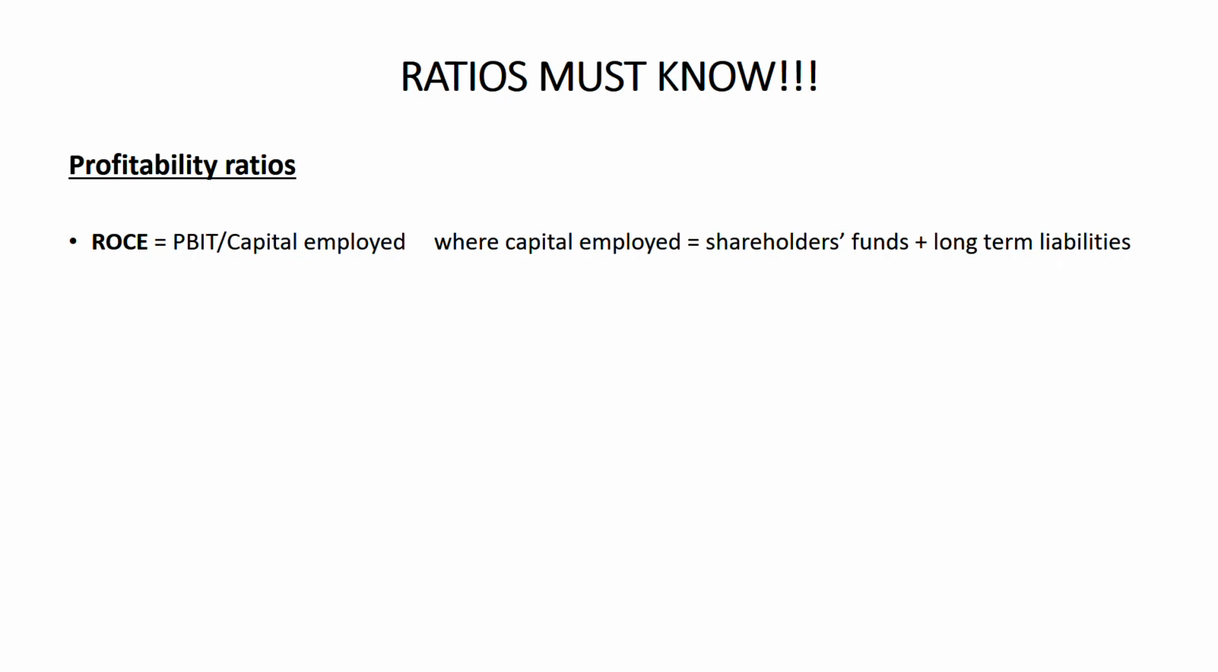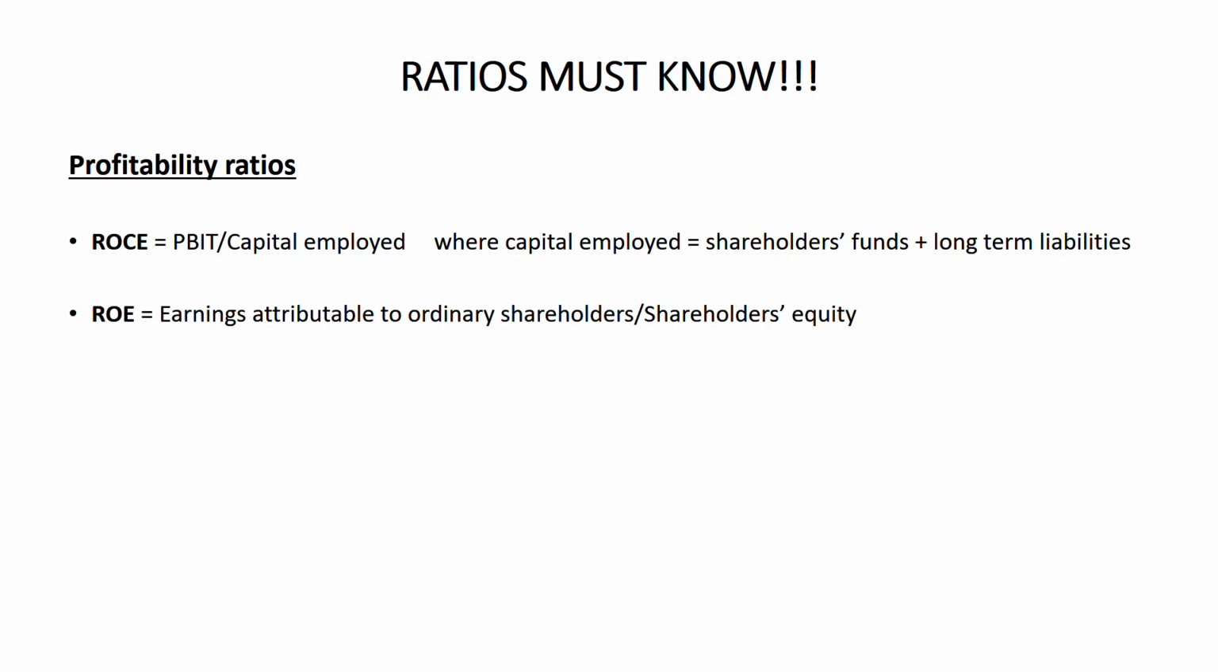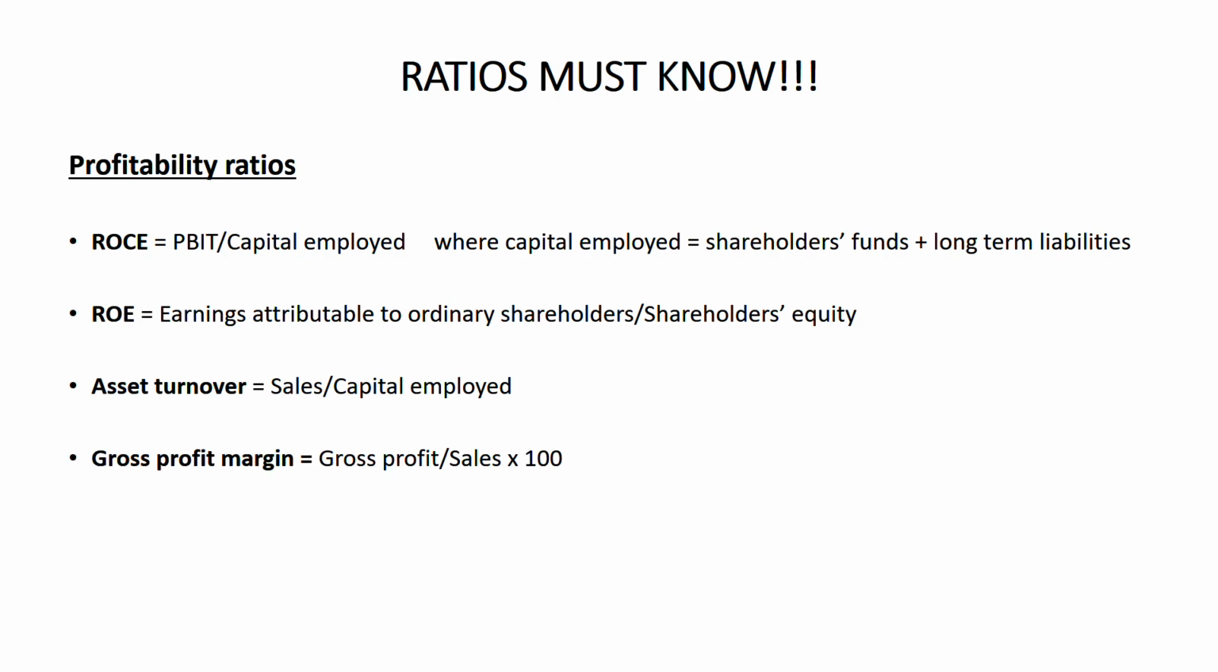Next is return on equity, right? The formula is earnings divided by the shareholders' equity. Next we have asset turnover. Asset turnover is your sales divided by capital employed, right? For the capital employed, you can take the formula from the first, ROCE. Next we have gross profit margin, gross profit over sales. Then operating profit margin is profit before interest and tax divided by sales, right? So these are a few profitability ratios.